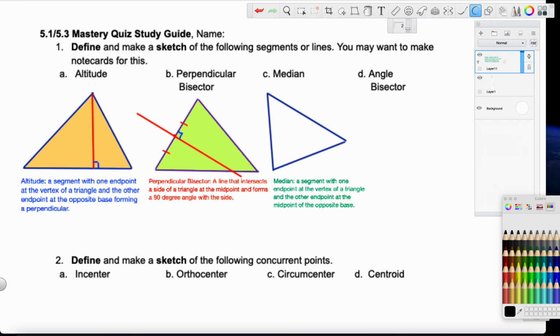Okay. And we're going from, let's do this one, we're going to go from the vertex to the midpoint. So let's say this ends up being the midpoint, put some congruent symbols here, and that's our median. Okay, angle bisector.